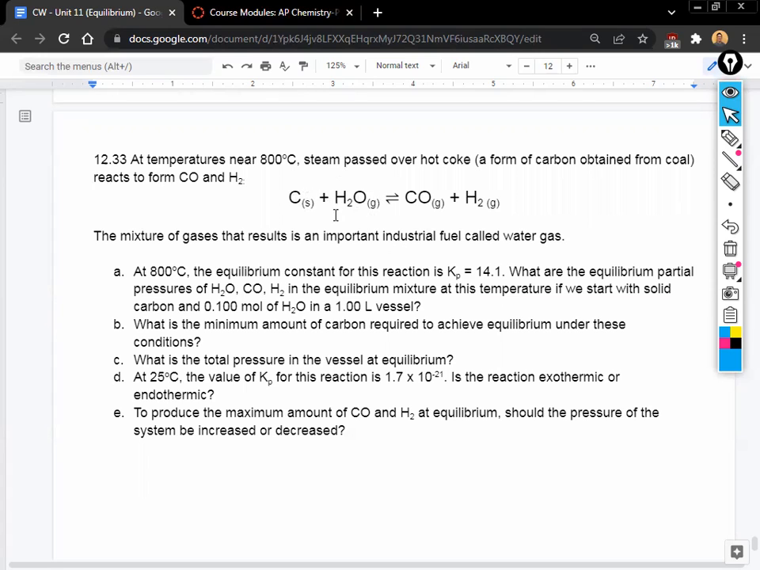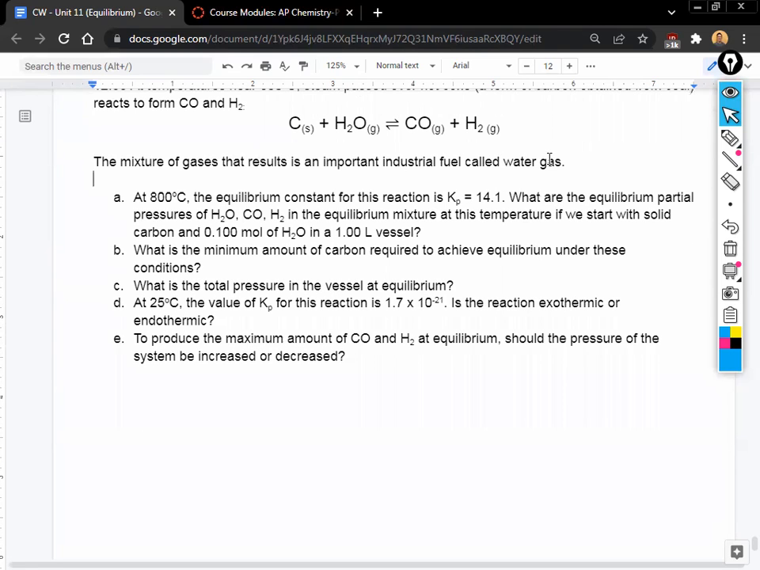So solid carbon plus water vapor produces carbon monoxide and H2. This is already balanced. This mixture results in a fuel called water gas. So that's a scenario we're looking at. Any questions about the scenario? It's just kind of primer information for the reaction right here.